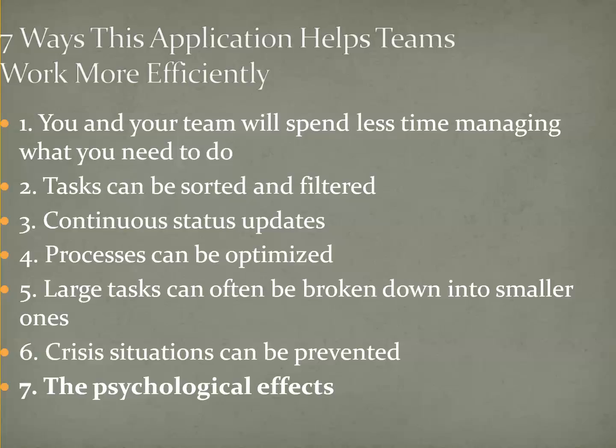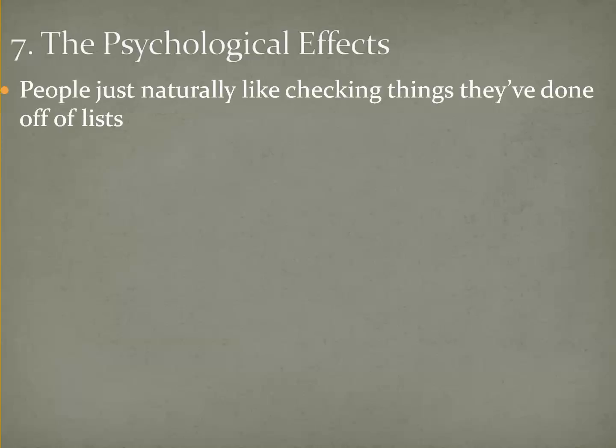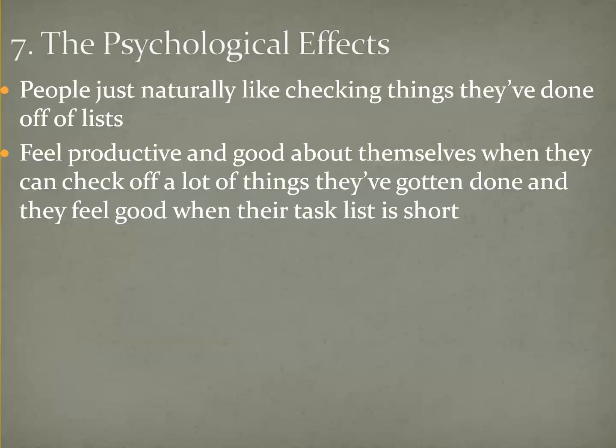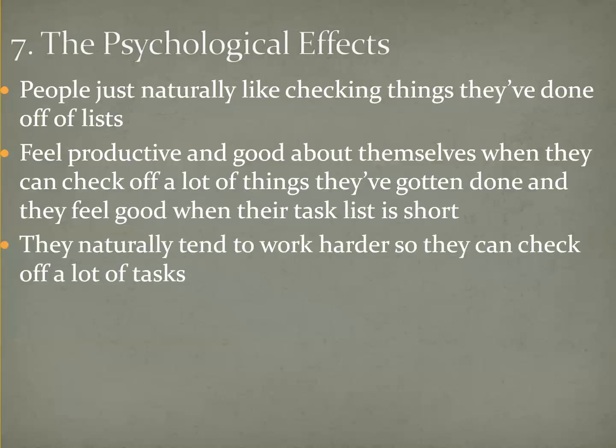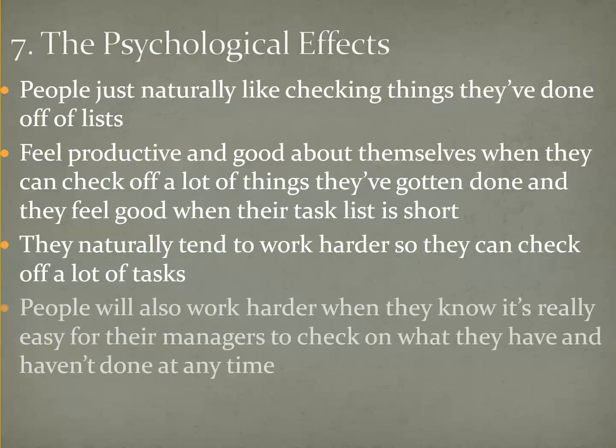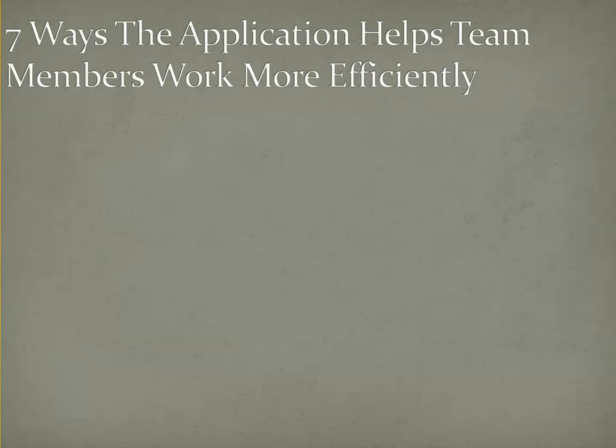The seventh way the application helps teams work more efficiently is the psychological effects. People just naturally like checking off things that they've done off of lists. People feel good and productive when they can check off a lot of things that they've gotten done, and they feel good when their task list is short. And people naturally tend to work harder so they can check off a lot of tasks. And people also will work harder when they know it's really easy for their managers to check at any time and see what they have and haven't done.